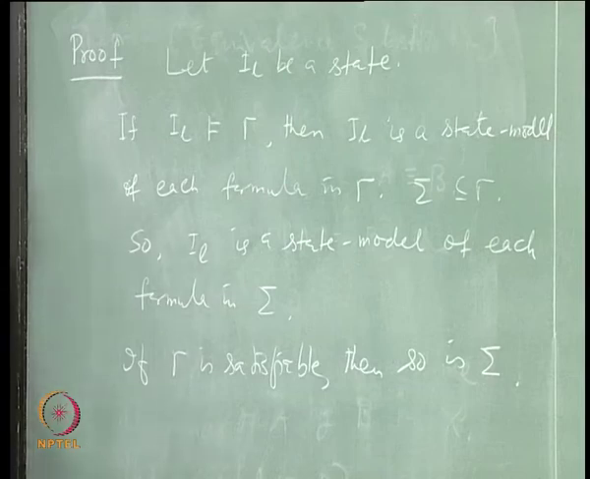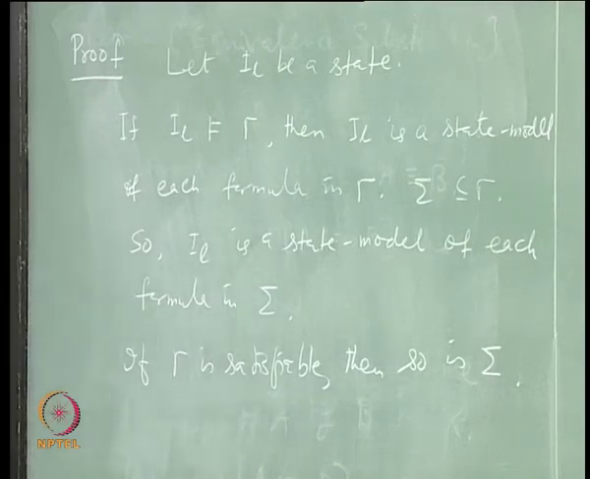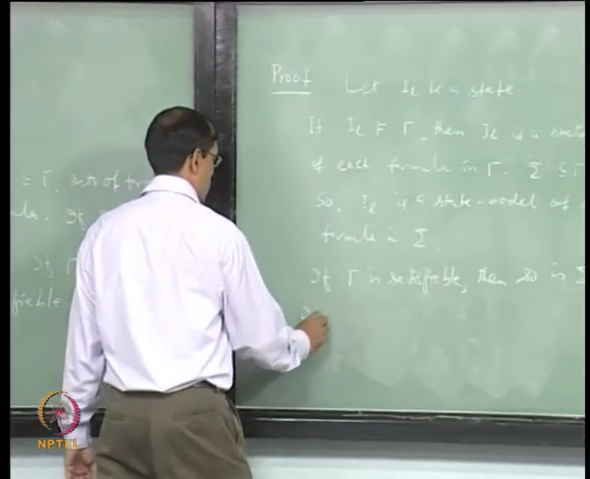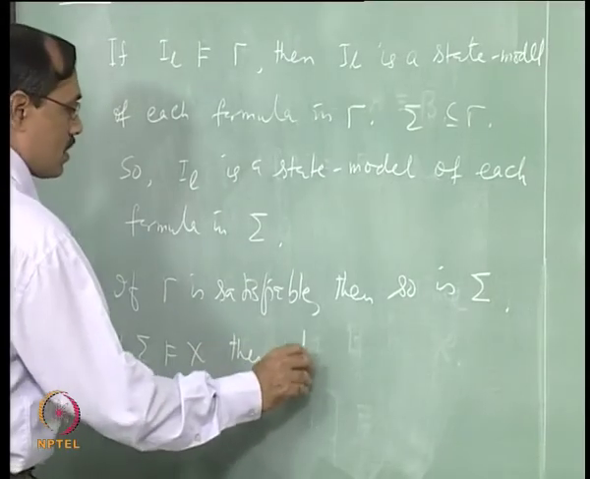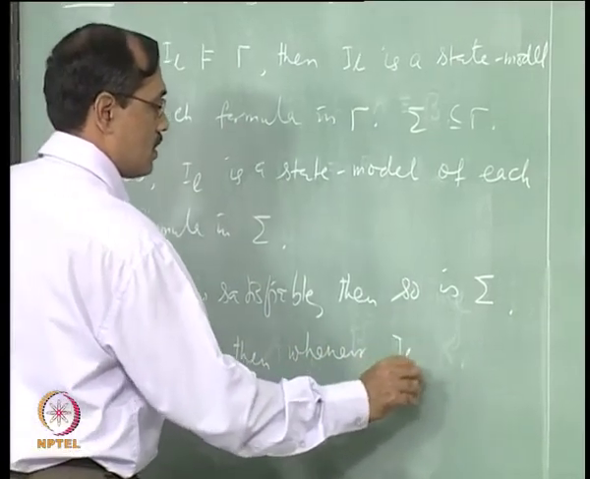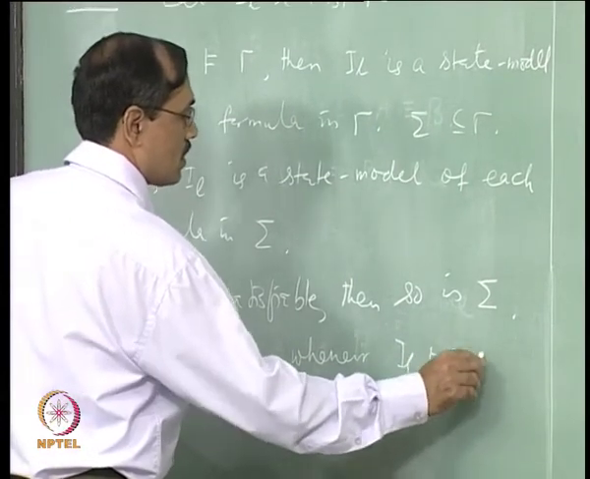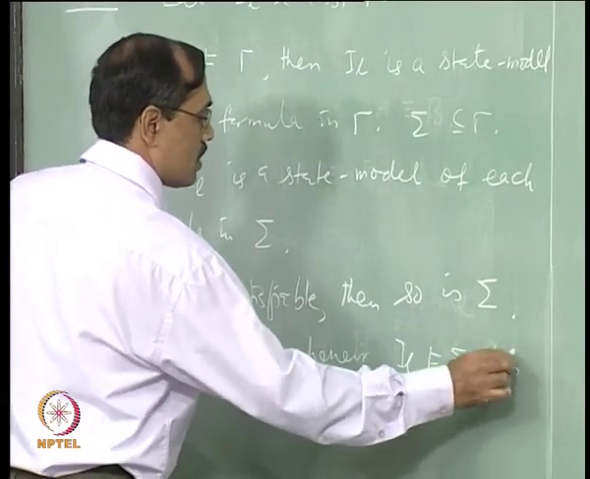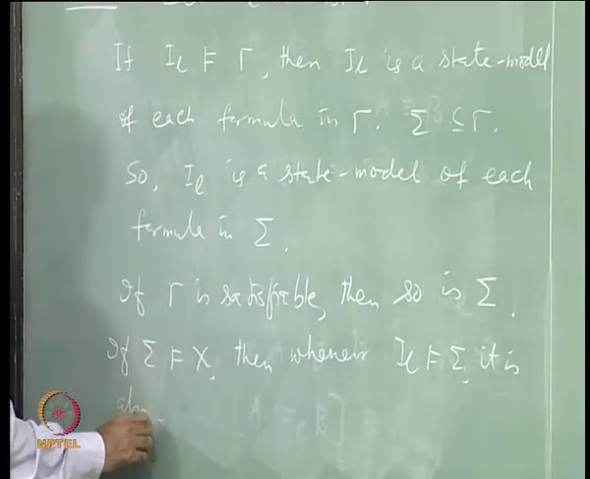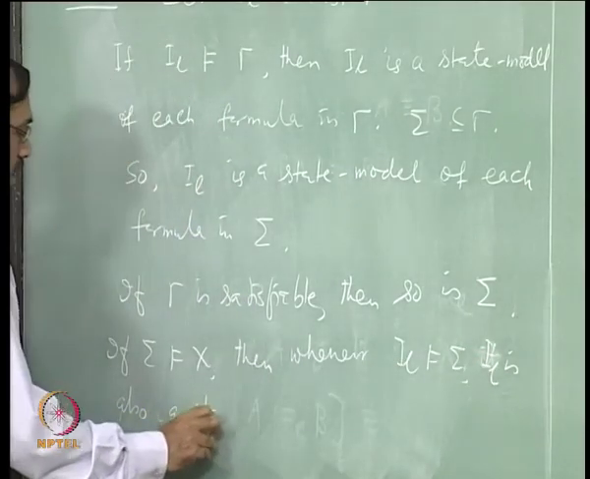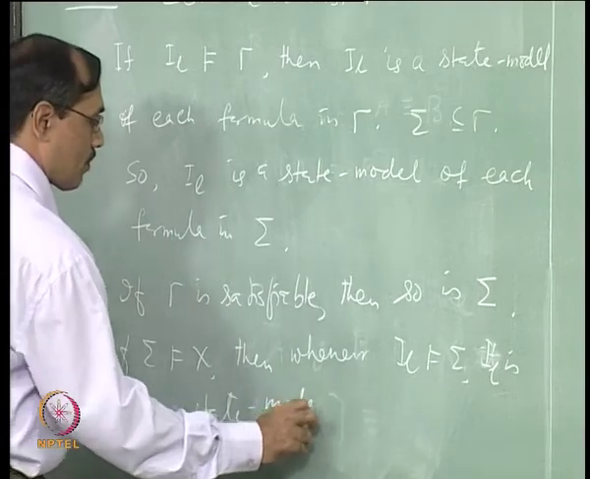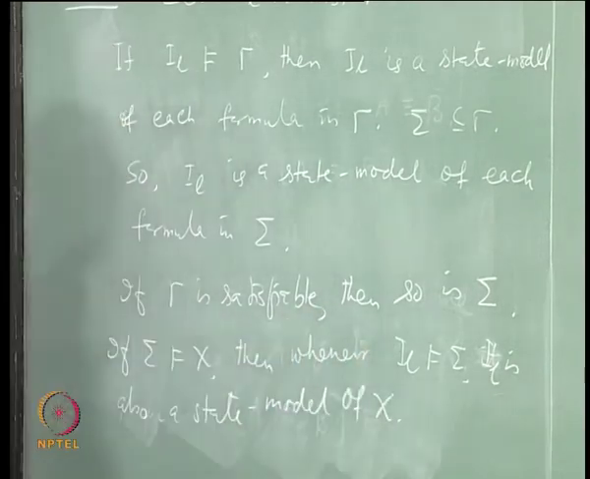Okay. So, second thing, the other one: if sigma entails X, then whenever IL is a model of sigma, we will say IL is also a state model of X. This is given. We want to prove gamma entails X. So, we start with a state model of gamma.